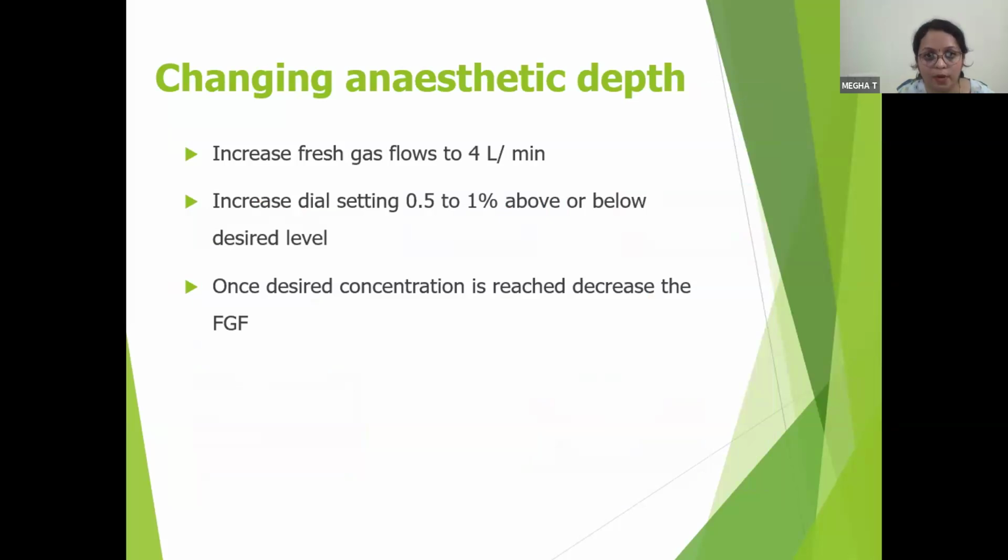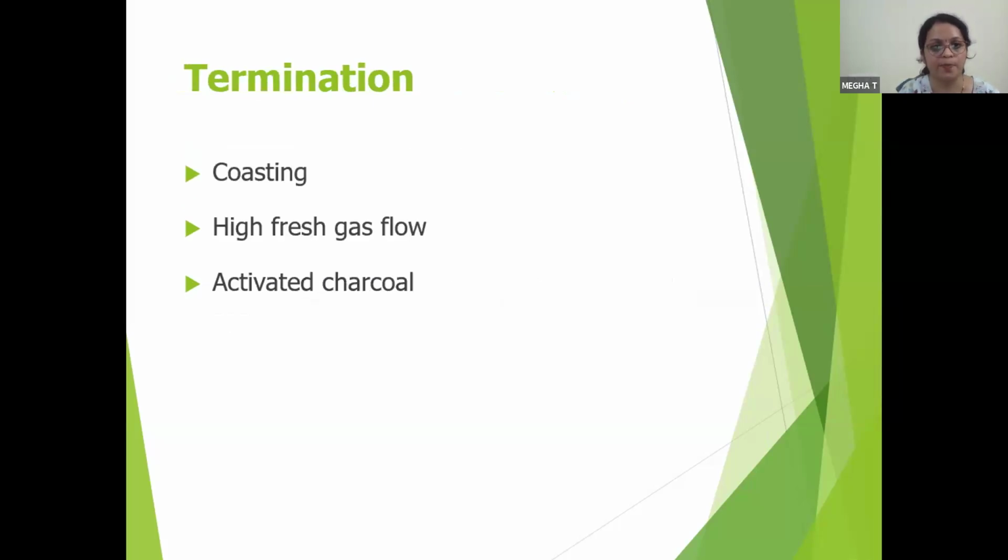One more thing: surgery is going on, you're in the maintenance phase, and you need to change the depth of anesthesia. For example, a surgeon is asking for hypertension or there's a pain response. As you know, because of the time constant, the change takes a lot of time with low flows. Hence, for an immediate change, what you can do is increase the fresh gas flow to 4 liters, and increase the dial setting to 0.5 to 1% above or below the desired level as required. And once the desired concentration is reached, you can come down on the fresh gas flow.